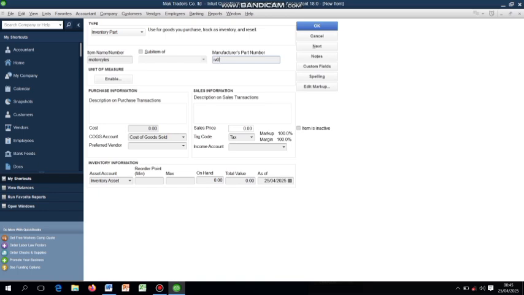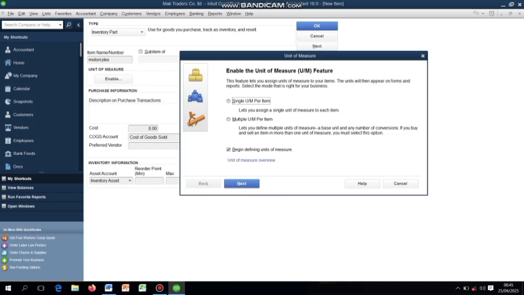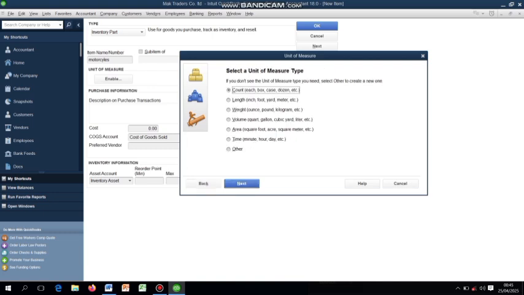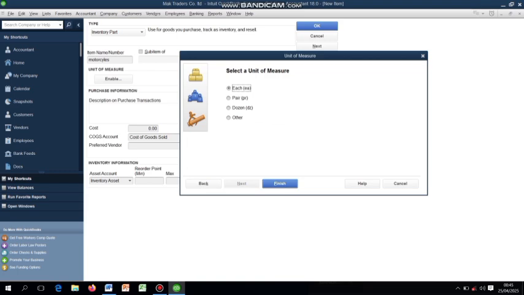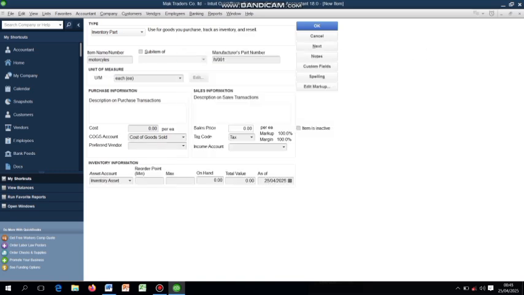Then the part number is IV 001. Here it is, IV 001. Then I'll come to unit of measure. It's a single, counted in each, not in a pair. I'll finish. So I'll come to the purchase information. The cost is 4 million and the selling price is 4.8.